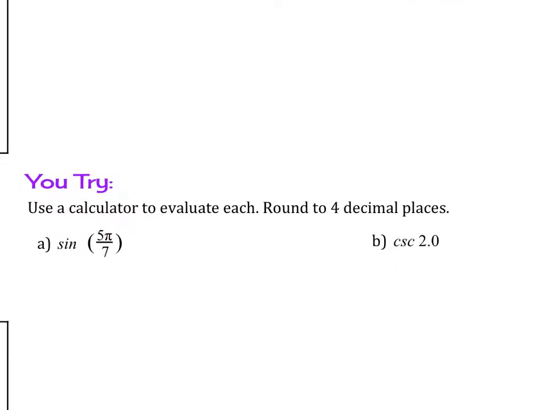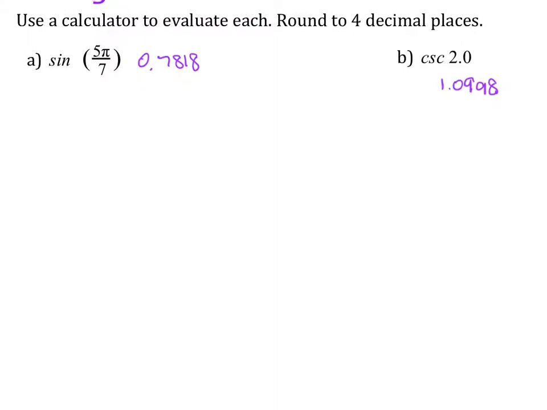Okay, so try these 2 problems below with your calculator. Pause the video and try it out. So if we tried this out, you'd have gotten 0.7818, and then for letter B, you would have gotten 1.0998.